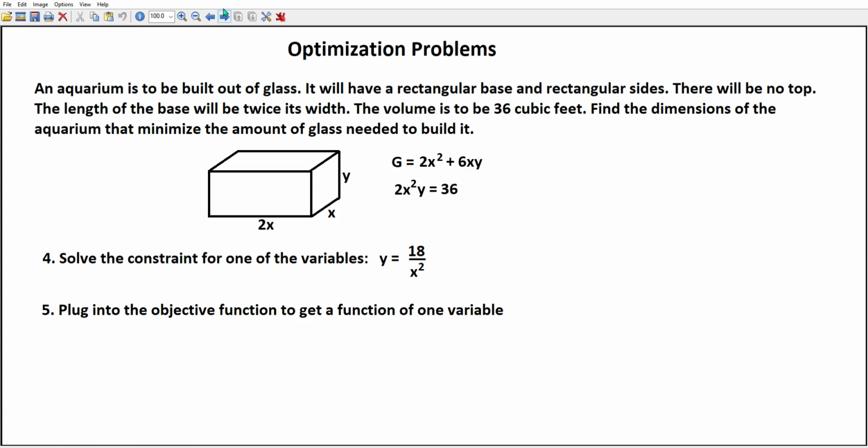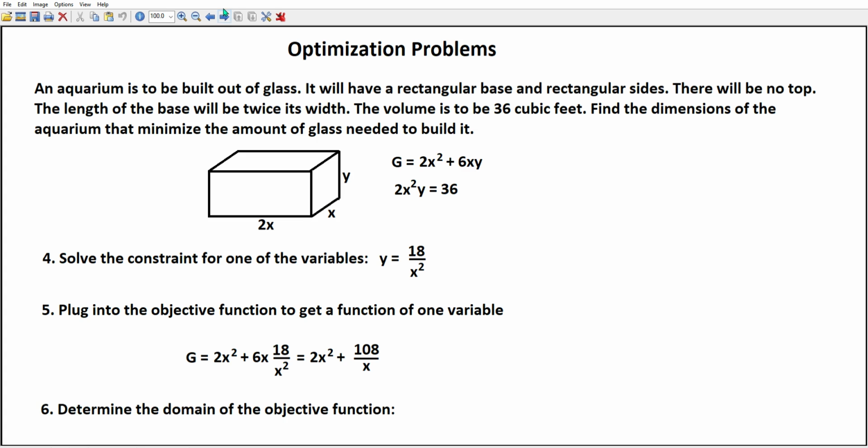We do this so that we can plug into the objective function to get a function of one variable, which we do: 2x squared plus 6x times 18 over x squared, which we simplify to 2x squared plus 108 over x. Now the next thing to do is to find the domain of this objective function.